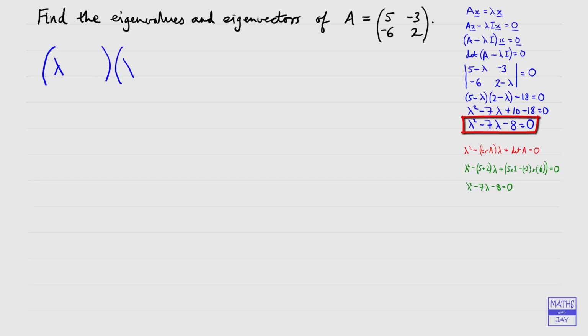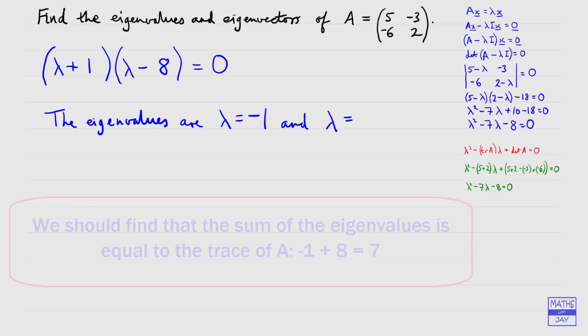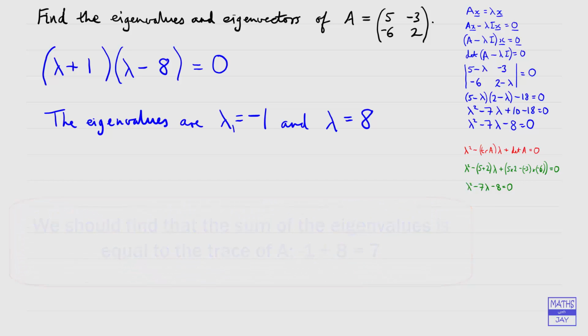And we're going to get, well, it must be plus 1 and minus 8 in order to get minus 7 lambda and minus 8. And then that means that we found our eigenvalues. So solving our quadratic equation gives us that the eigenvalues are minus 1 and 8. What you might like to do here is use subscripts, so you might like to say lambda 1 and lambda 2.